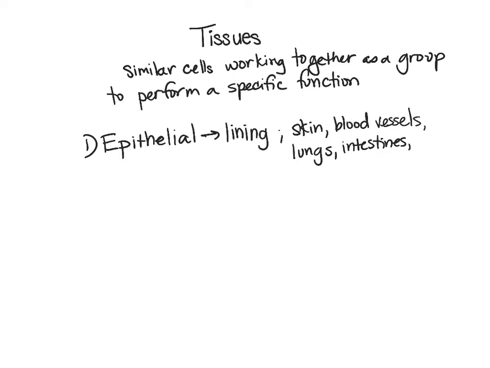It's a lot of what our different serous membranes are made up as well. Remember the visceral pleura, for example, and the parietal pleura. All of those are made up of epithelial cells and epithelial tissues.